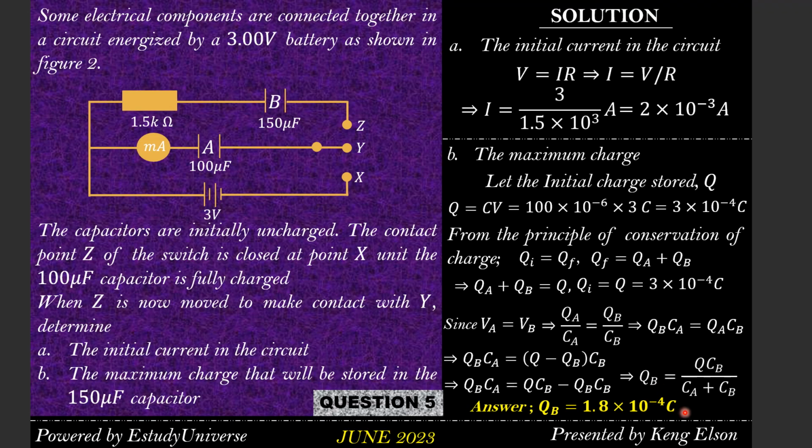That is QB. Maybe if you're also asked to find QA, you can also take that: QA plus QB is Q, which means QA is also Q minus QB. Like we replaced here, you take your Q, 3 times 10 to the minus 4, minus 1.8 times 10 to the minus 4, and that will give you a response. So like I said guys, we are in this together. Make sure you punch and you give me your answer.